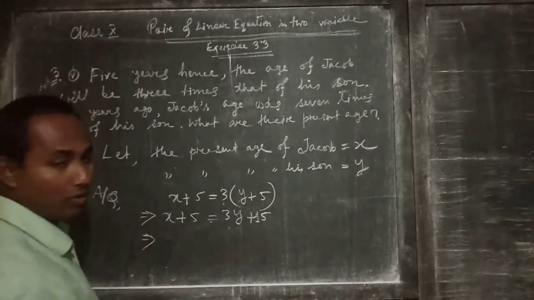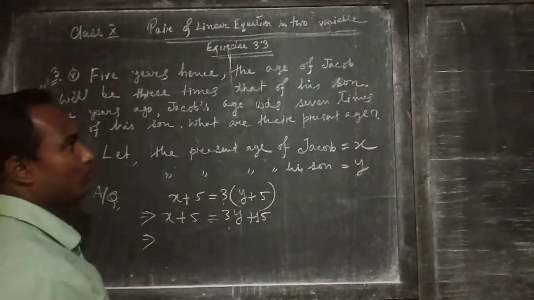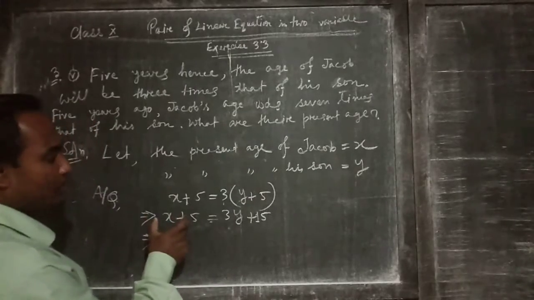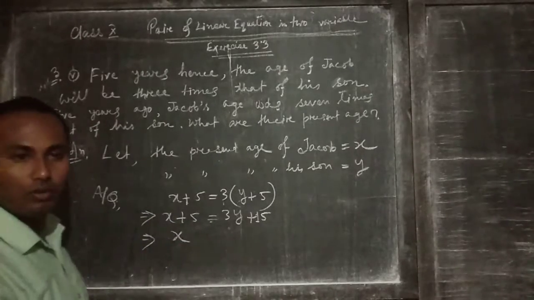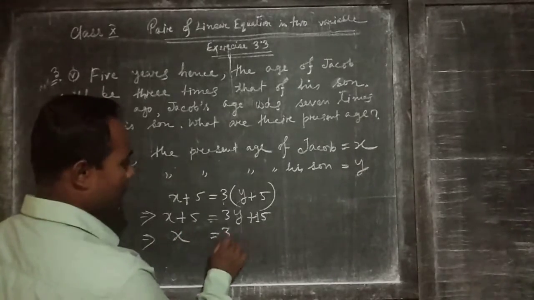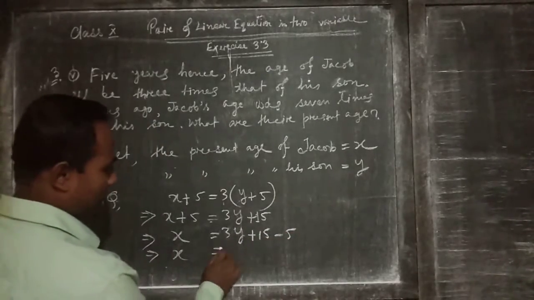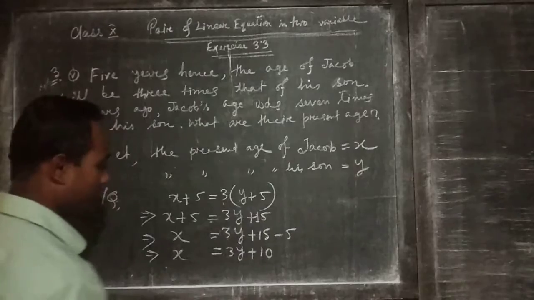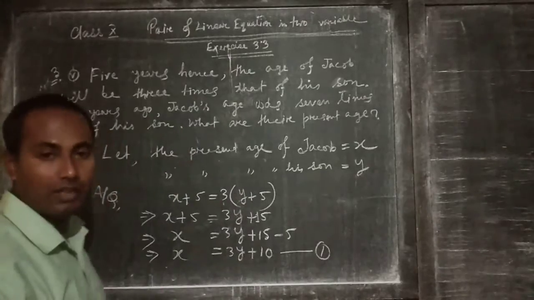Now we have to find the value of x, because we have to solve this problem with the help of the substitution method. According to the substitution method, we have to find one of the variables from the first equation. Now we will find the value of x. So here we write x, and we shift 5 to the right hand side. Then it becomes 3y plus 15 minus 5, so x equals 3y plus 10, since 15 minus 5 is 10. Now we have got the value of x as 3y plus 10. We call this equation number 1.